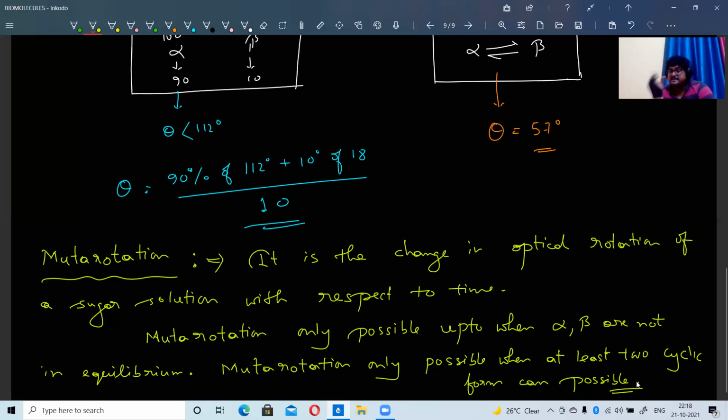Mutarotation is basically the change in optical rotation with respect to time. Mutarotation is only possible when alpha and beta are not in equilibrium. When equilibrium is achieved, no mutarotation takes place.